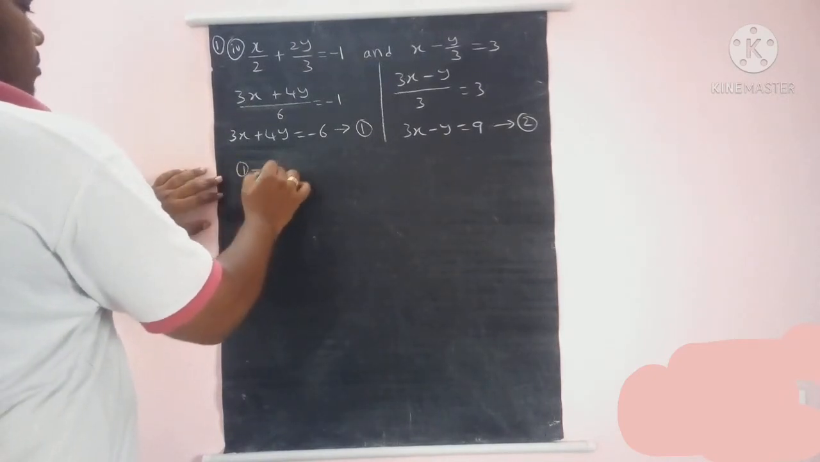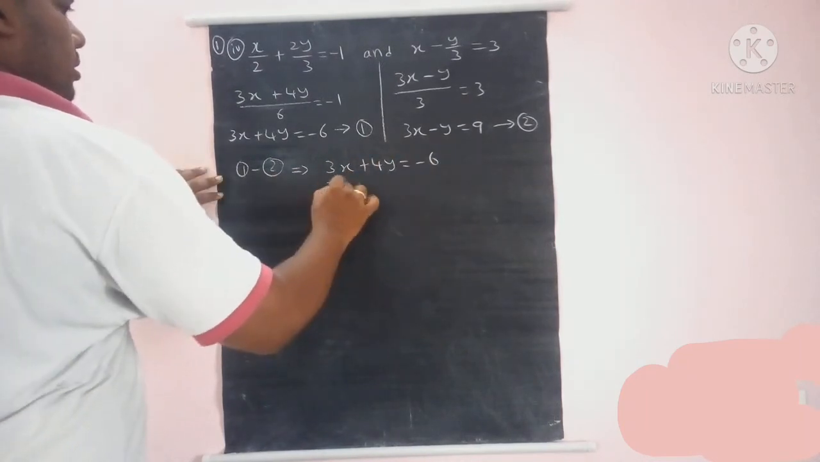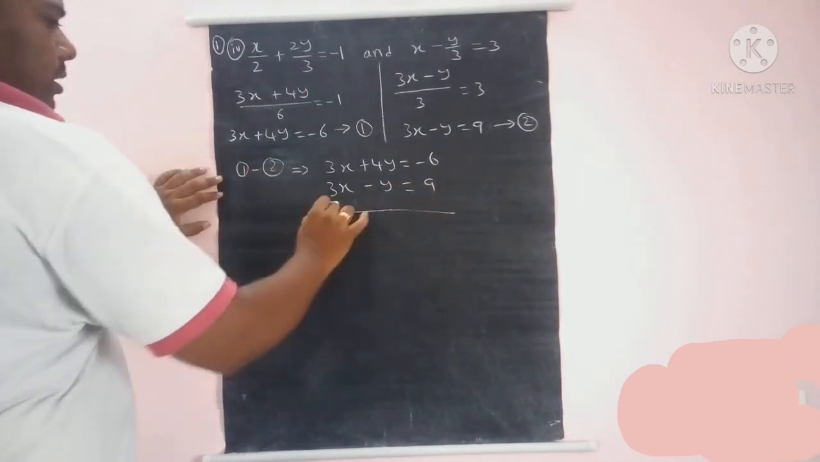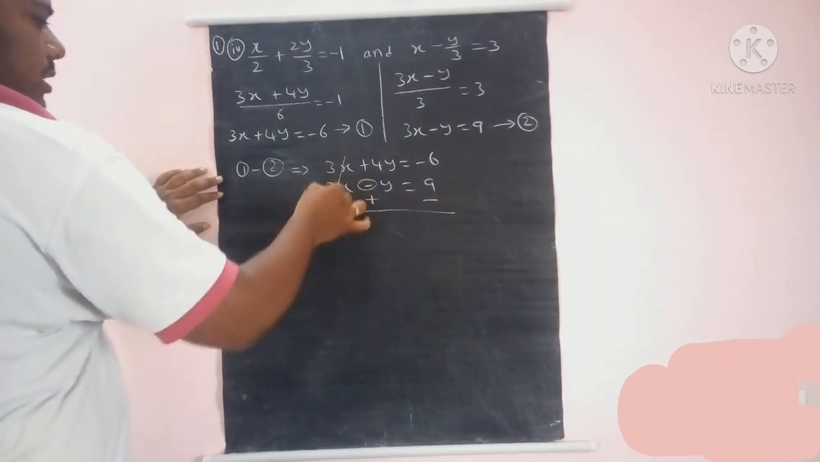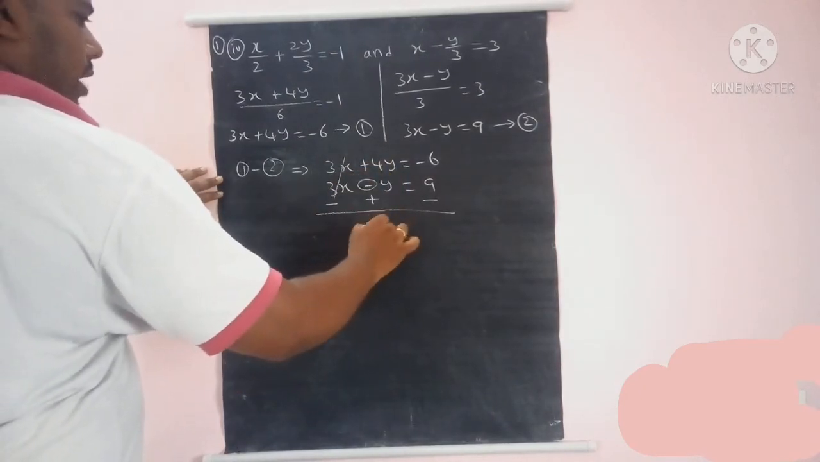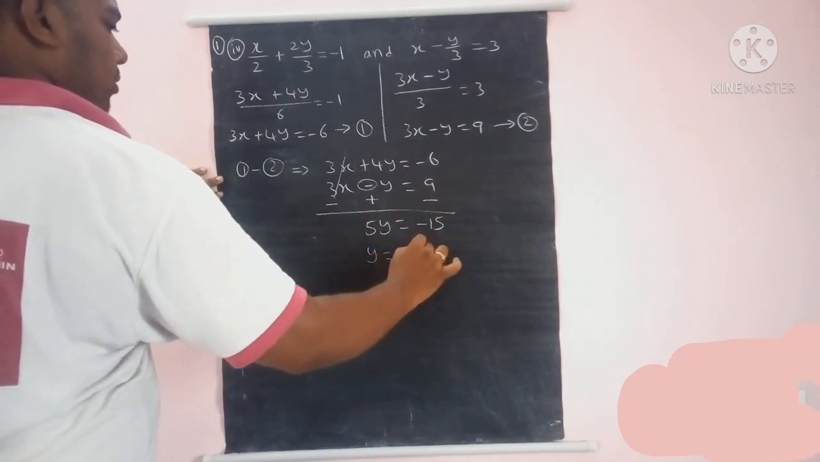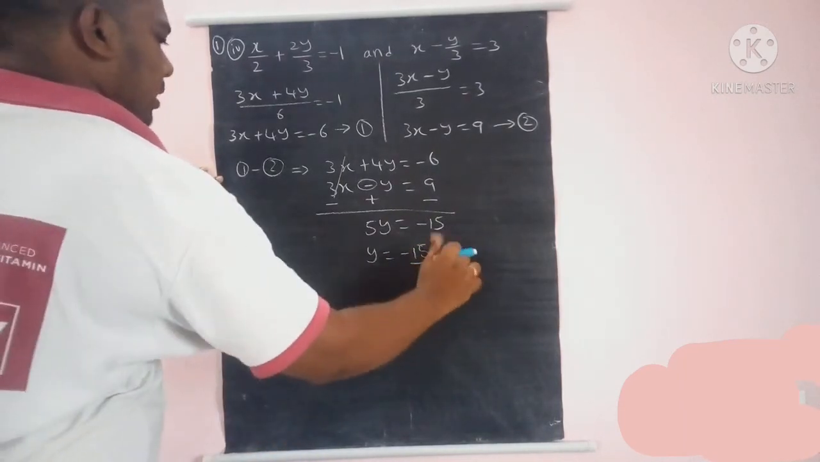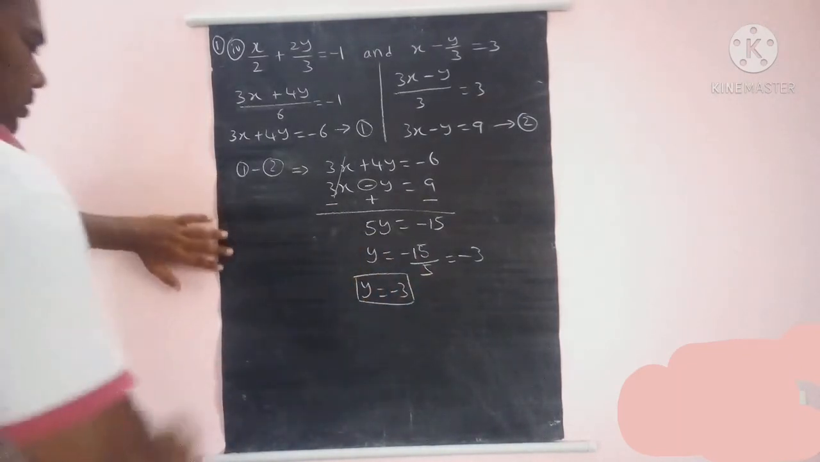So equation 1 minus 2. That means 3x plus 4y equals minus 6, minus 3x minus y equals 9. As I said, for subtraction the symbols should change. So 3x minus 3x will eliminate. 4 plus 1y, this is 5y. Minus 6 minus 9, minus 15. y equals minus 15 by 5, that equals minus 3. So y equals minus 3.